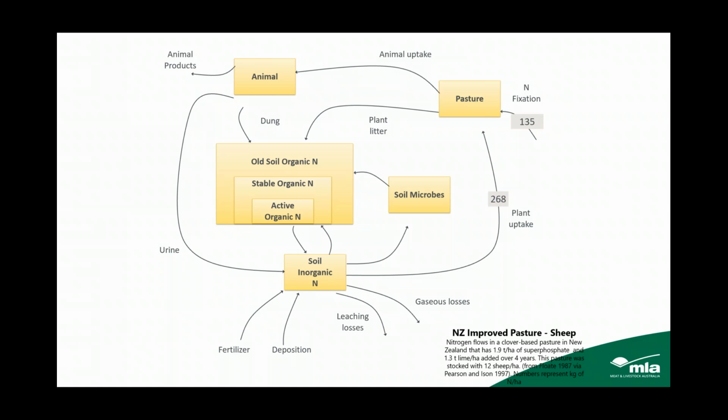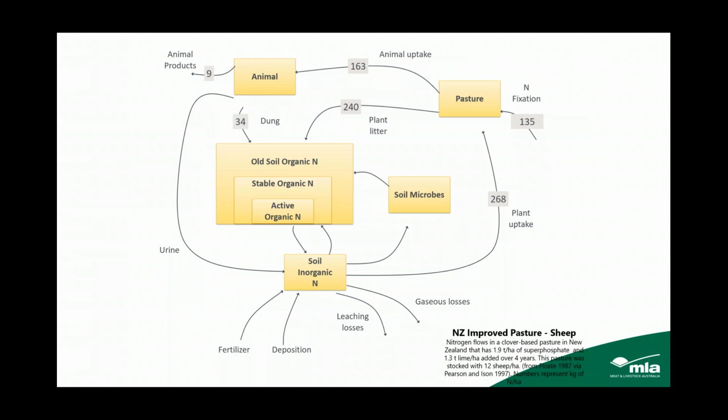135 enters from nitrogen fixation. The animal eats, so what's that all up? It's about 403 kilos of nitrogen going into the pasture a year. The animal eats 163 kilos, and 240 kilos goes back into the system via plant litter.